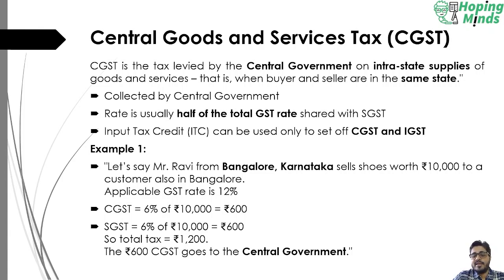But there is an exception to this rule. Suppose within a state, the government has notified a particular region as an SEZ. SEZ क्या होता है? SEZ होता है Special Economic Zone. So, when goods are supplied from the normal territory of a state to the SEZ, it will be considered as an export of goods for the purpose of GST. And hence, CGST and SGST will not be charged, rather IGST will be charged in this transaction. Okay, so let's move ahead.